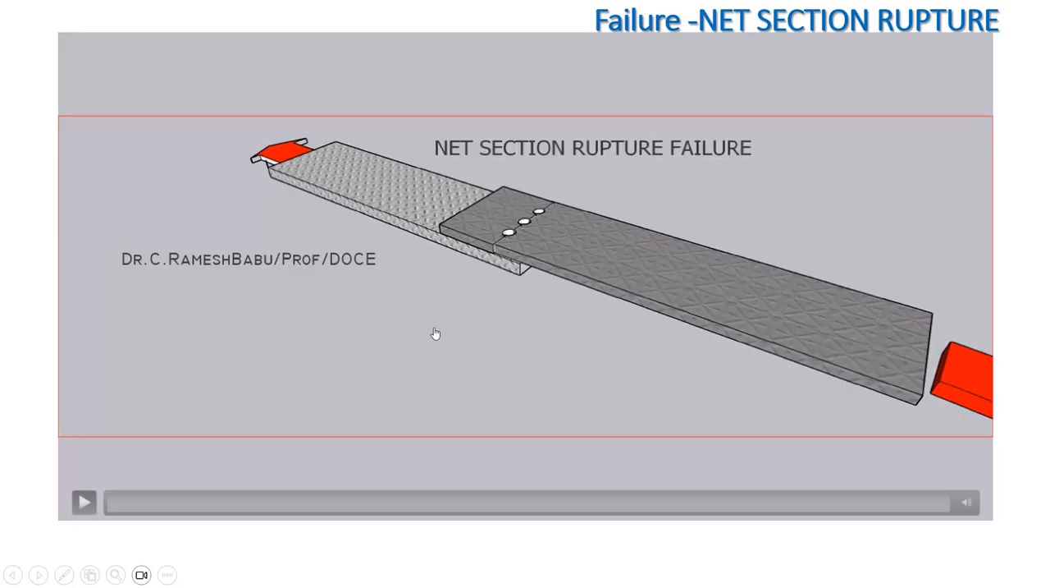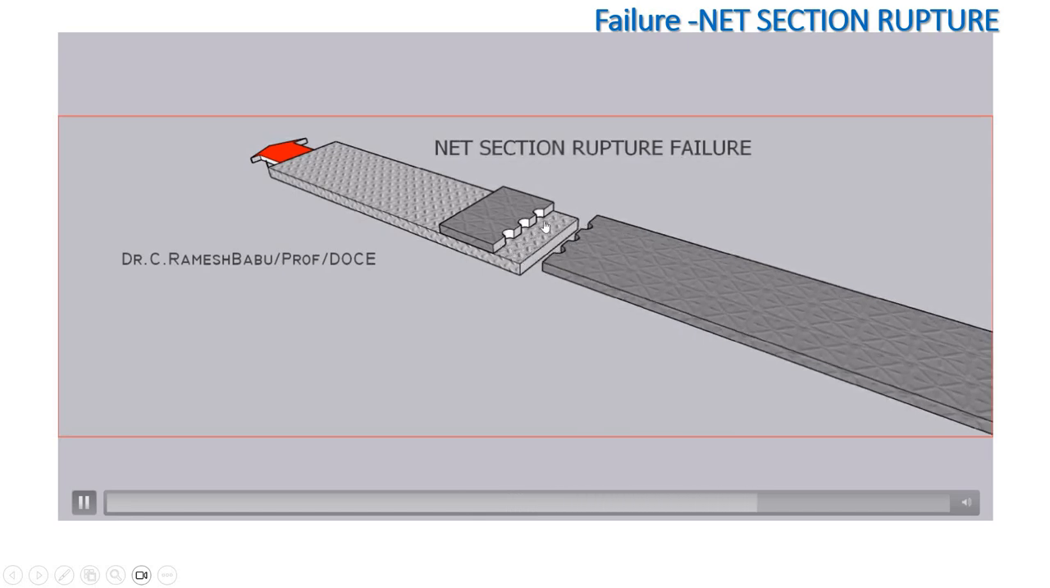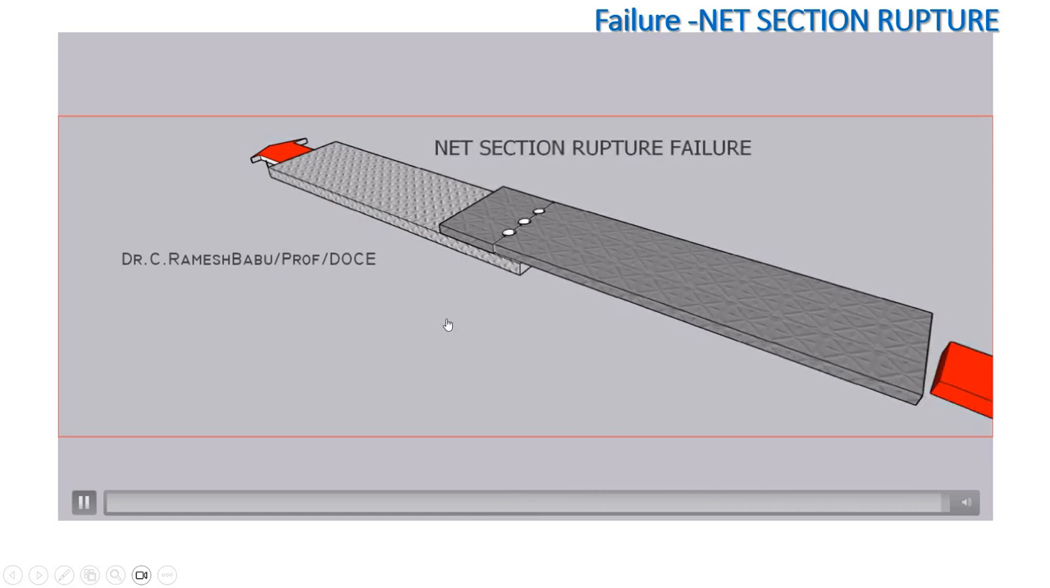Now the next type of failure is net section rupture. So let's see the video. Yeah, clearly you can see the net section here. That means gross cross section minus area of the bolt holes. Now you can find out the difference between the gross section and net section.